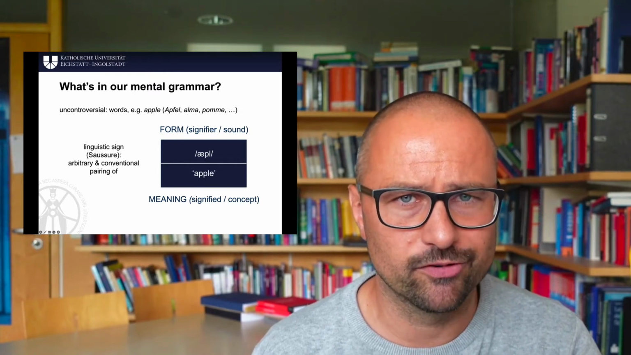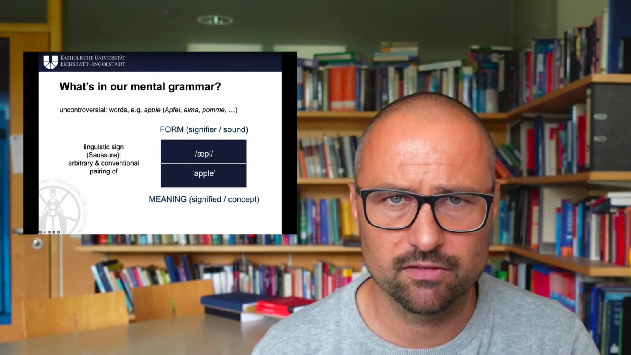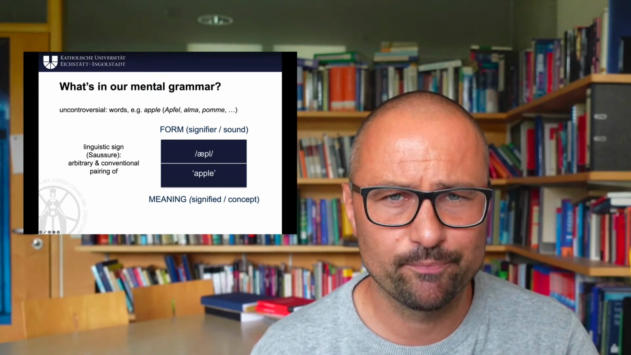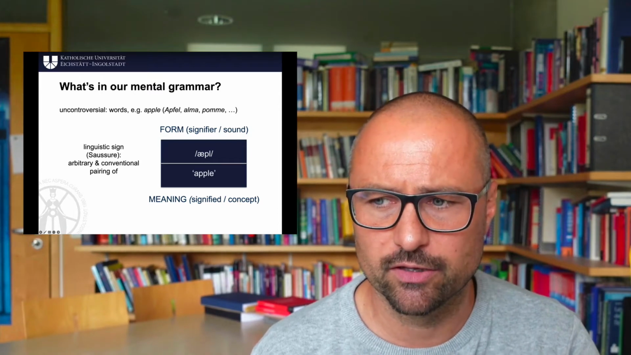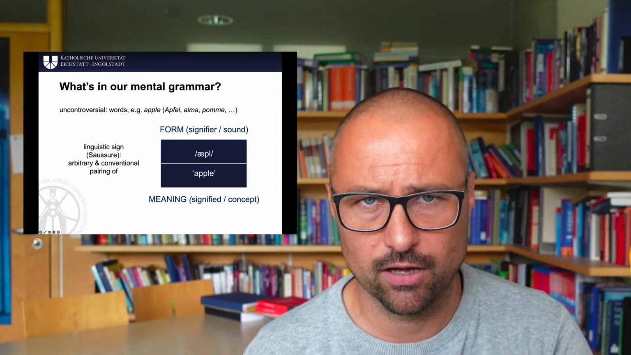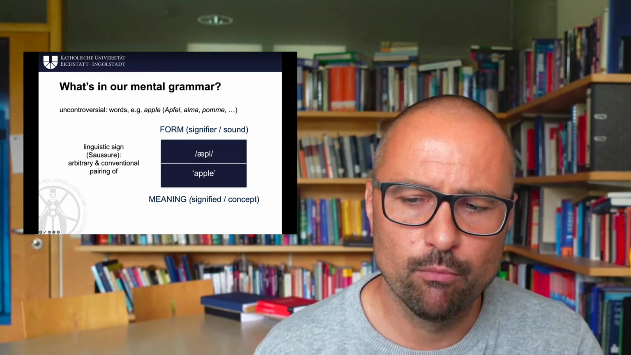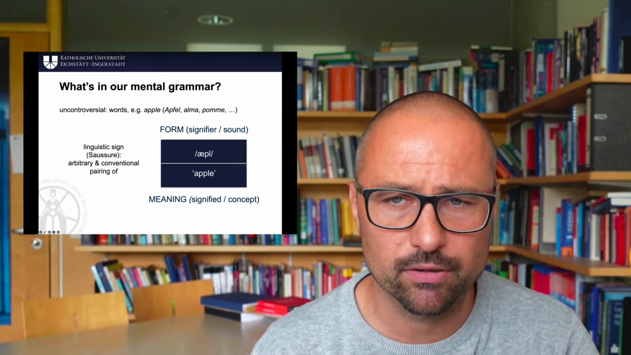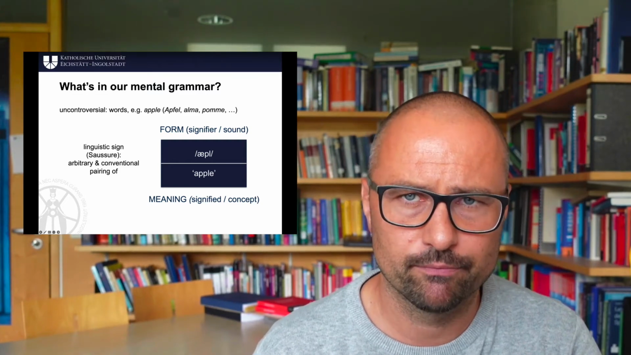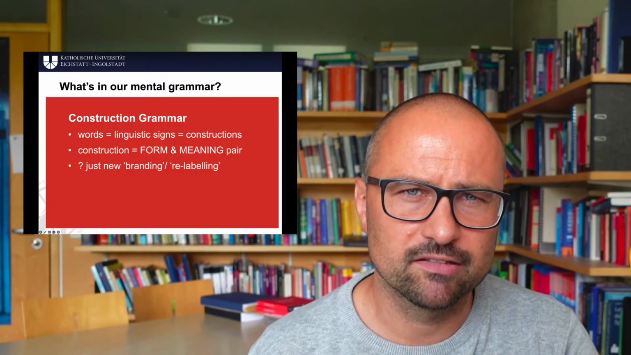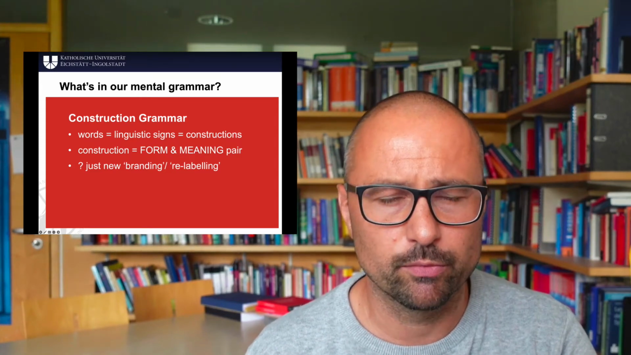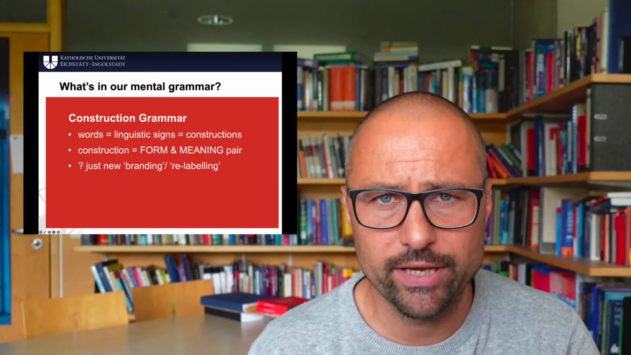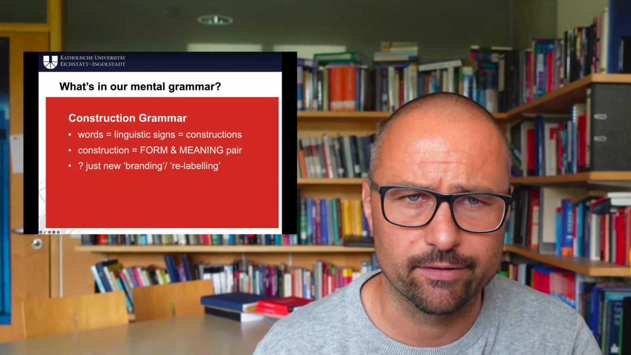And because we know that different languages use different strings of sounds, Apfel, Alma, pomme, we say that this pairing is language specific, arbitrary, so there is no motivation why it should be called Apfel, Alma or pomme. But of course conventional, so speakers need to agree that in English everyone who says apple wants you to think of an apple. So construction grammar says that words, which have also been called linguistic signs, are constructions. So constructions are form-meaning pairings, just like the linguistic sign.